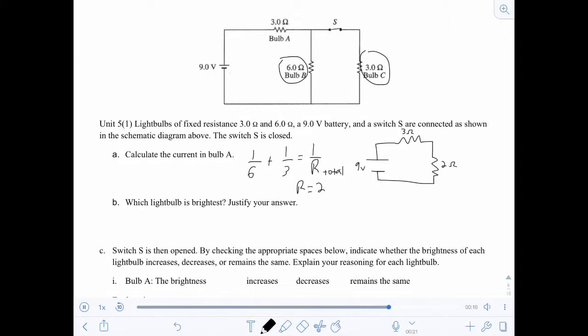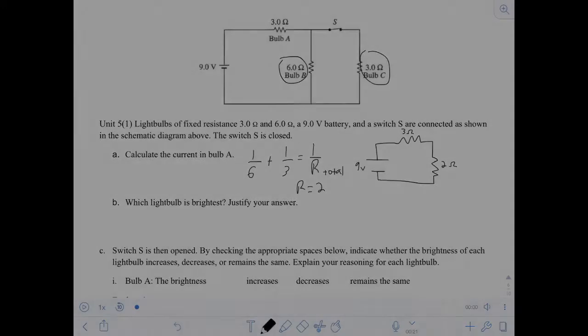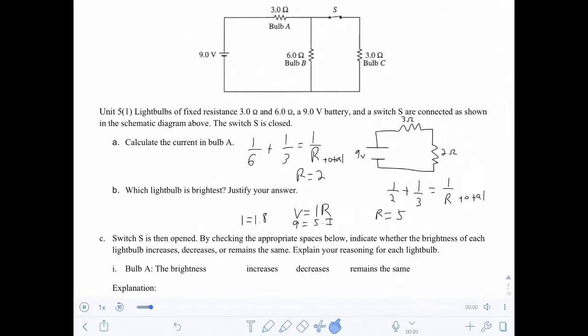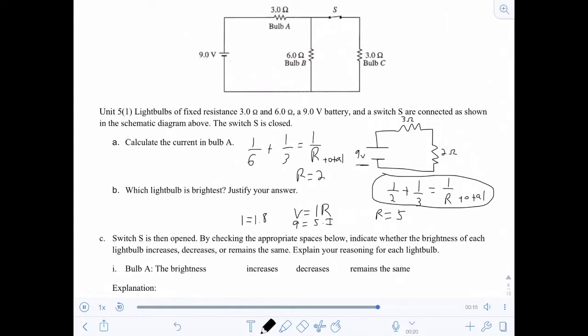So 1/6 plus 1/3 equals 1 over R, giving the total resistance as 2. If you redraw the circuit, it would look like this. Now for the new circuit, the total resistance is going to equal 1/3 plus 1/2 equals 1 over R, and this is shown right there. And we know for that the voltage is 9. So you can set up the equation V equals IR, or 9 equals 5I, and solve, so we get the current is equal to 1.8 amps.